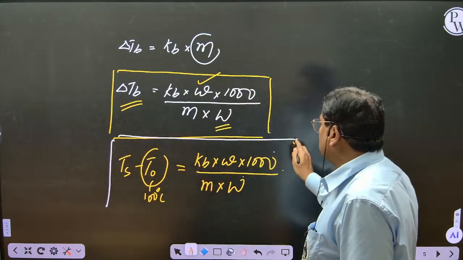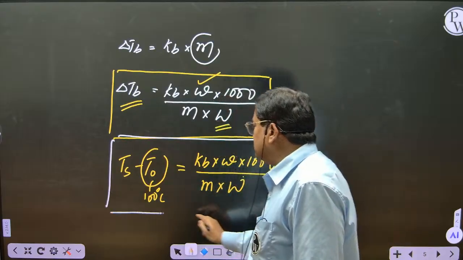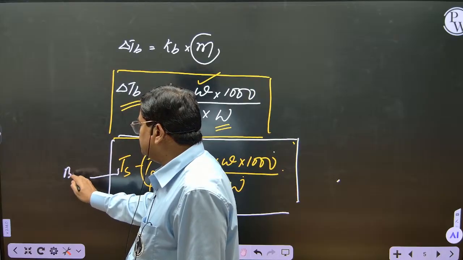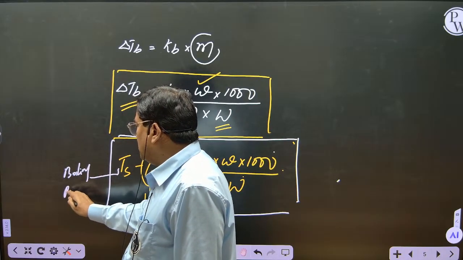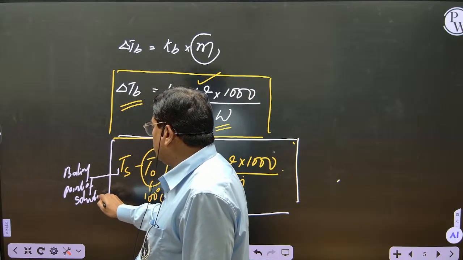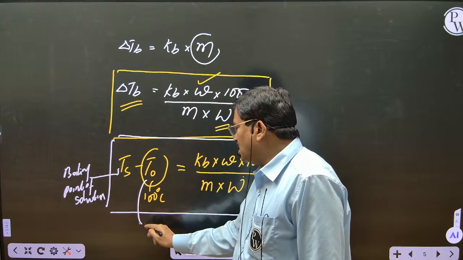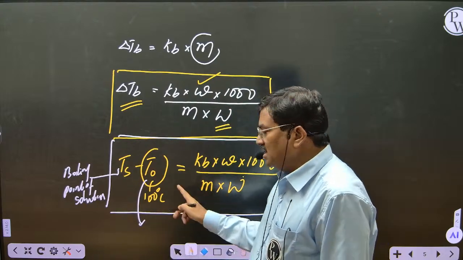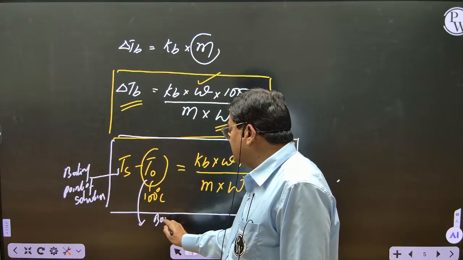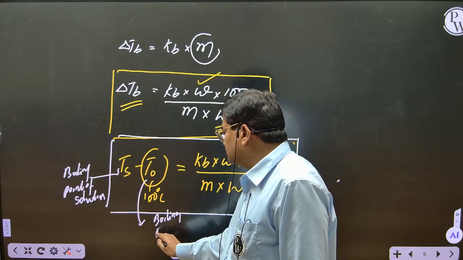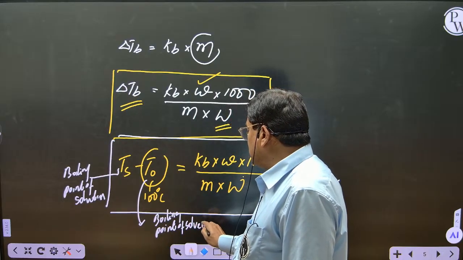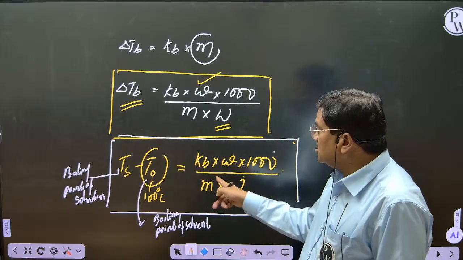Understood all of you? This is the relation, and mention the terms. What is TS here? Boiling point of solution. What is T naught? Boiling point of solvent. If it is water, 100 degrees. If it is other than water, they will provide. This is boiling point of solvent. And what is Kb? Kb we have already done. Ebullioscopic constant.